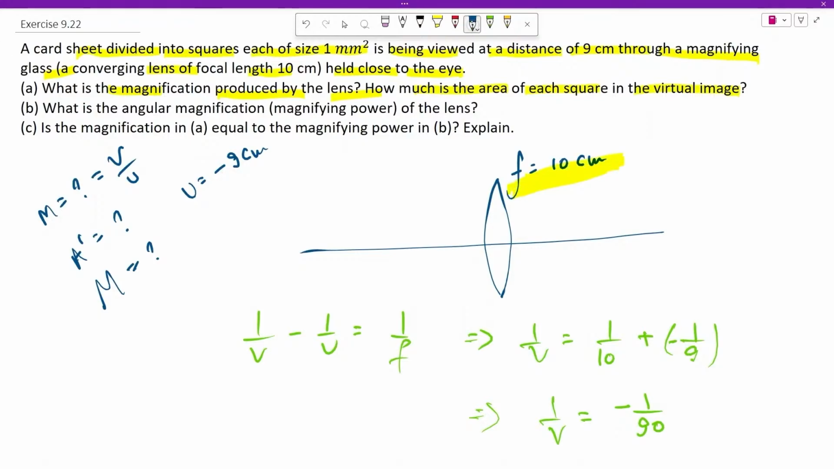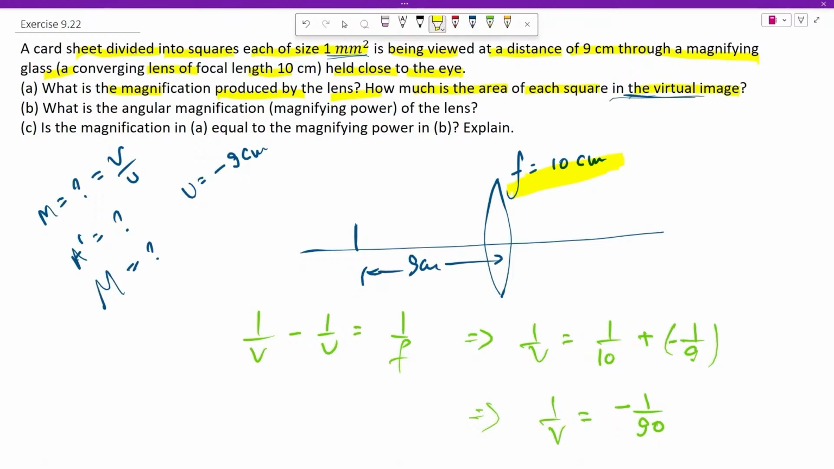So the question is saying that there is a convex lens of focal length 10 centimeter, and in front of the convex lens there lies a sheet. Let us assume it over here, and it is 9 centimeter in front of that convex lens, and on the sheet there is a pattern of squares, each of area 1 millimeter square. So we have to find out the magnification produced by this lens and the area of the image produced by the lens.